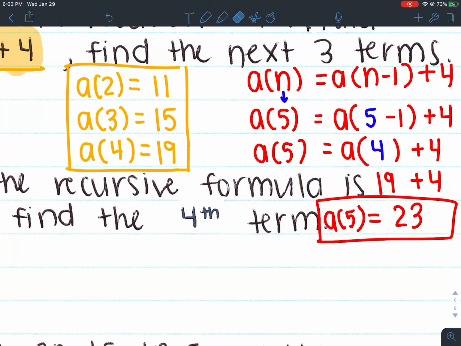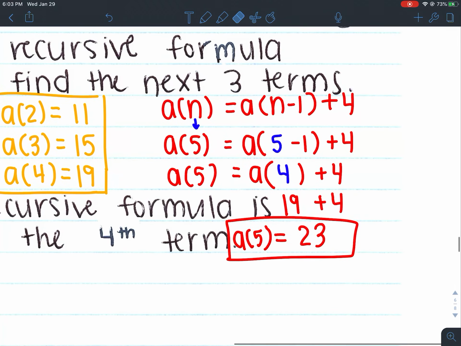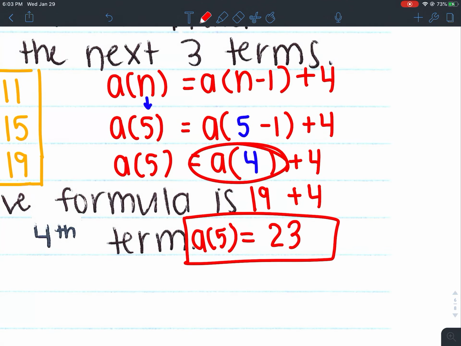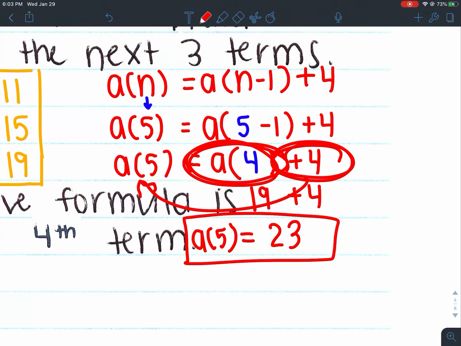But I wanted to show you what the formula is doing. So the formula is saying take the previous term, which is the fourth term, add 4 to it to get the fifth term. So to get the seventh term, I would have to take the sixth term, add 4 to it to get the seventh term. If I wanted the 11th term, right?